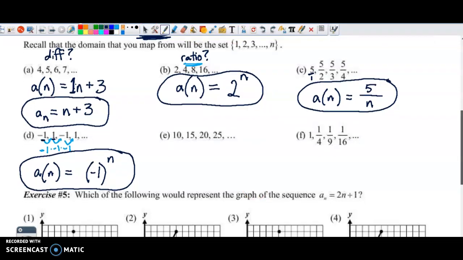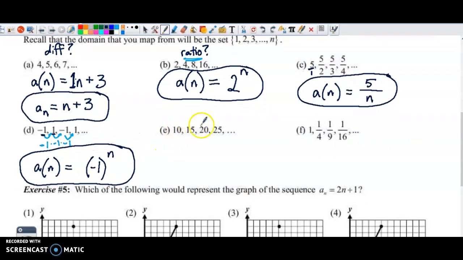All right, moving on to the next one. If you notice, there's a common difference there. You can try this on your own. Hit pause in the video. That common difference is 5. So I'm writing it like a linear problem. But if I plugged in 1 for n, 5 times 1 is 5. So that's not correct there.